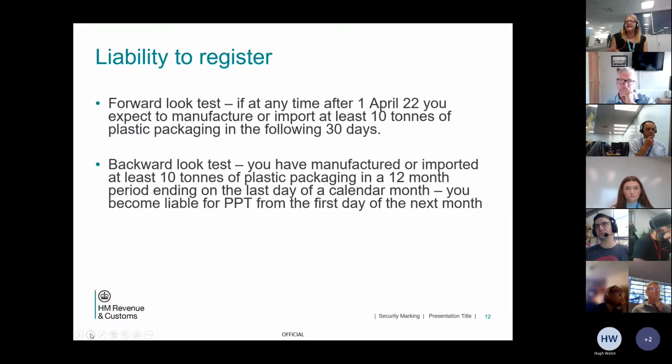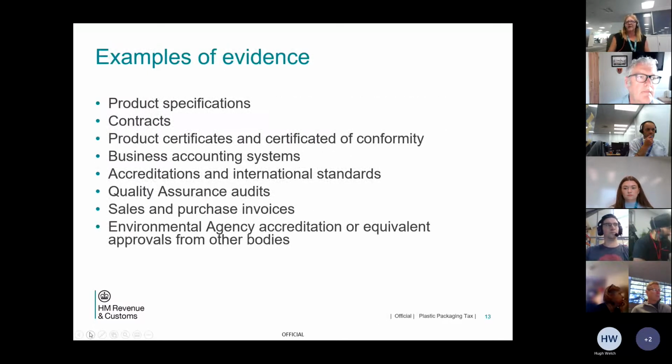Like I said, some businesses never meet that test, and they would just rely on the backward look test. So you'd look back the last 12 months, or for this year, just from the 1st of April 2022. And once you've hit that 10 tons, you then register from the first day of the following month. So you don't have to account for what's gone before, you just register from the first day of the next month. Those tests are quite confusing to some people, including our own staff, but it is what they use in VAT, so it's not something unique to plastic.